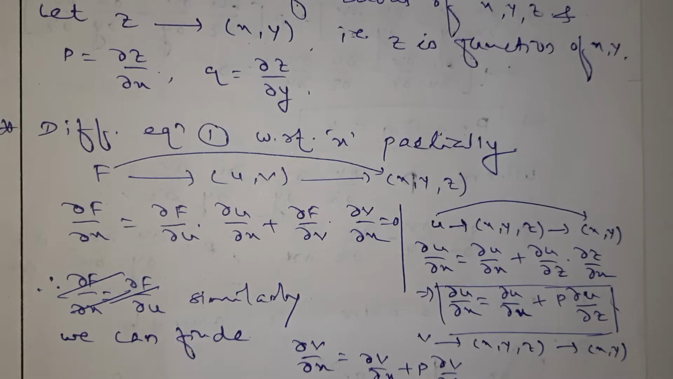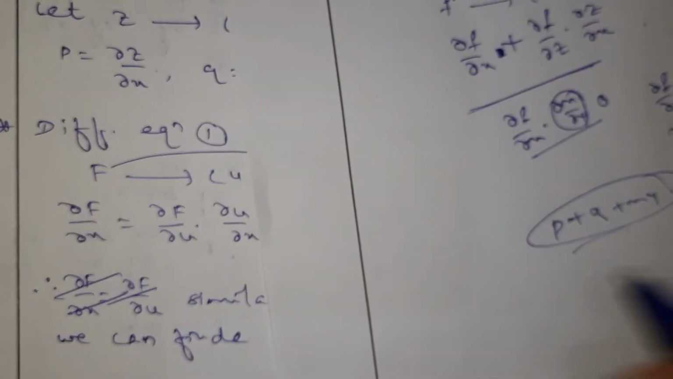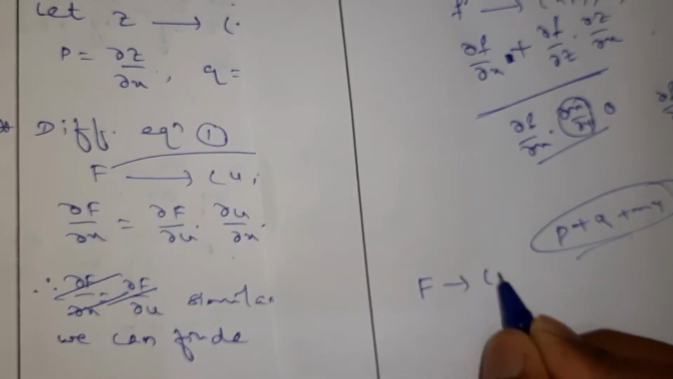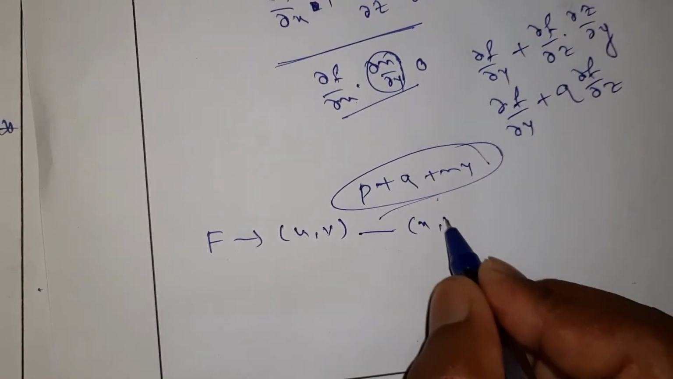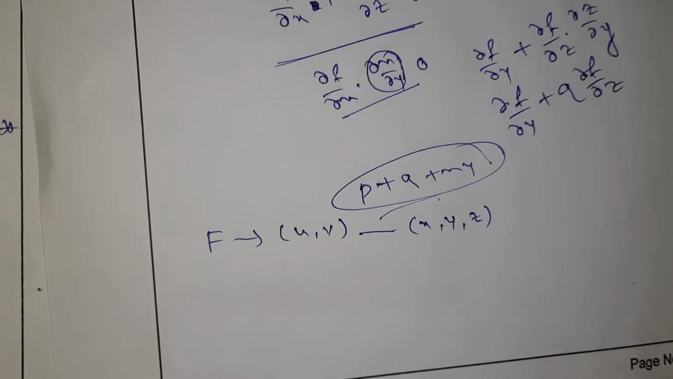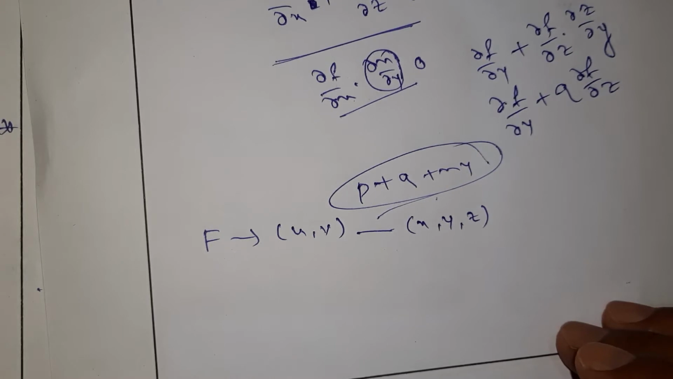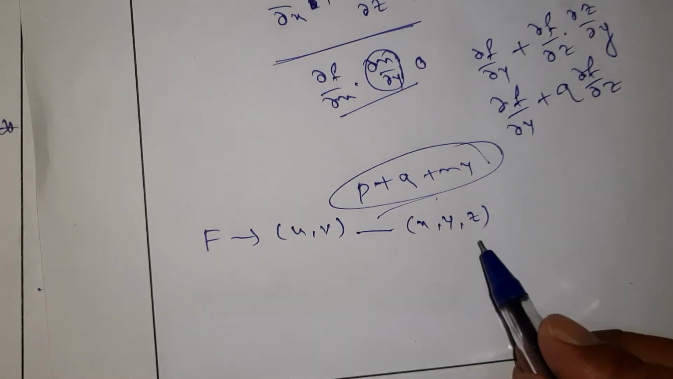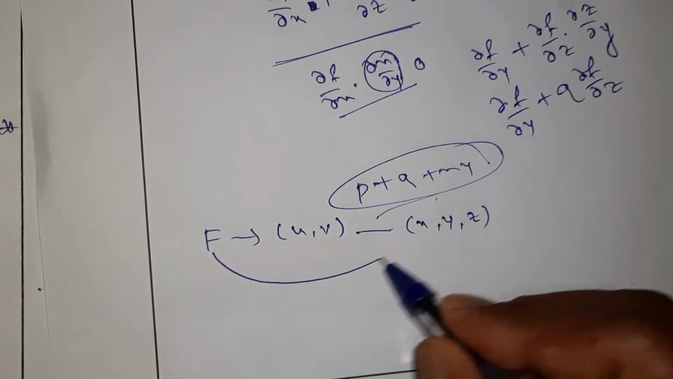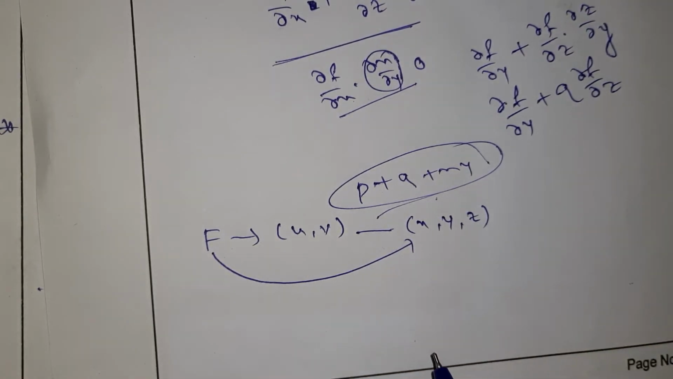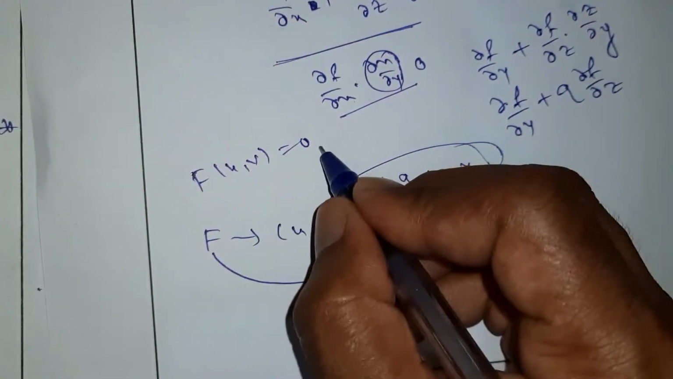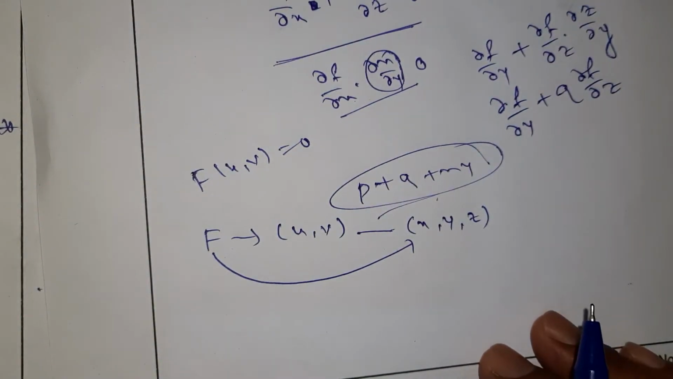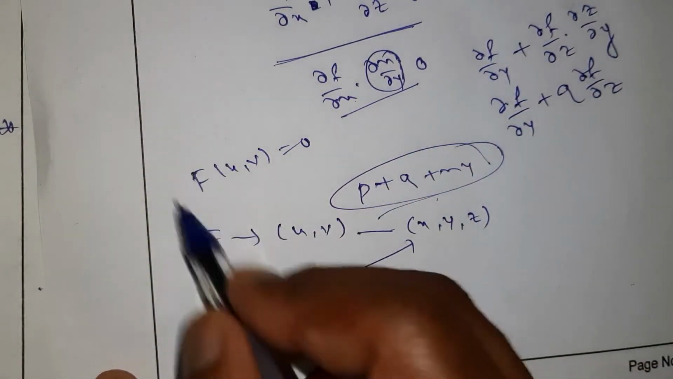Equation 1 means our function f. F is a function of uv, and uv are functions of x, y, z. In that again z is a function of x and y. So here f is a function of u and v, and u and v are functions of x, y, z. So I can say that f is a composite function of x, y, z. But I have to keep in my mind that f of uv is equal to 0. So the equal to 0 term is there. Whenever I take a derivative, I have to equate to 0 to eliminate this f.